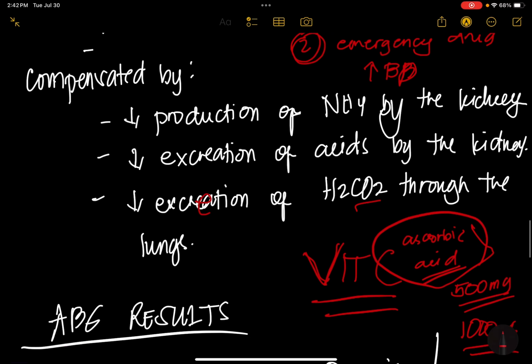Excretion of carbonic acid through the lungs. So we have a condition where vitamin C was overdosed. So we all know that vitamin C is a water-soluble vitamin.